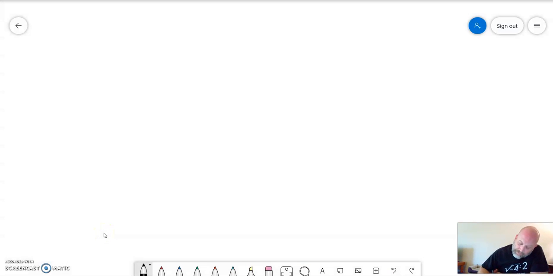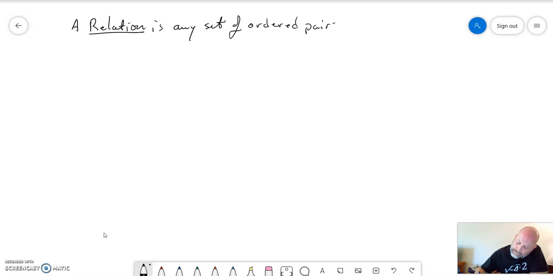And a relation is any set of ordered pairs. Now remember, an ordered pair is just a point, right? It's the usual XY coordinate we're used to. So a relation is just some collection of those. Let me give you a couple of examples, and I'm going to give them names.